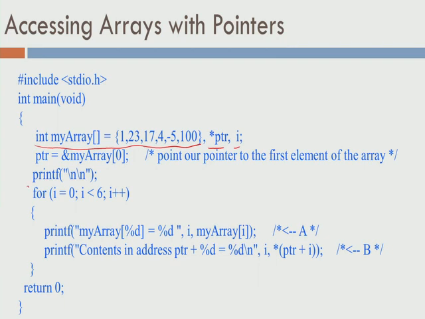So, let us look at this loop here. printf my array of %d equals %d. It is saying print my array of some integer equals some integer: I comma my array of I. I am going to call this line A, and in the next line we have contents in address ptr plus %d equals %d, and for the first %d we give I, and for the second %d we give star of ptr plus I as the variable to be printed.